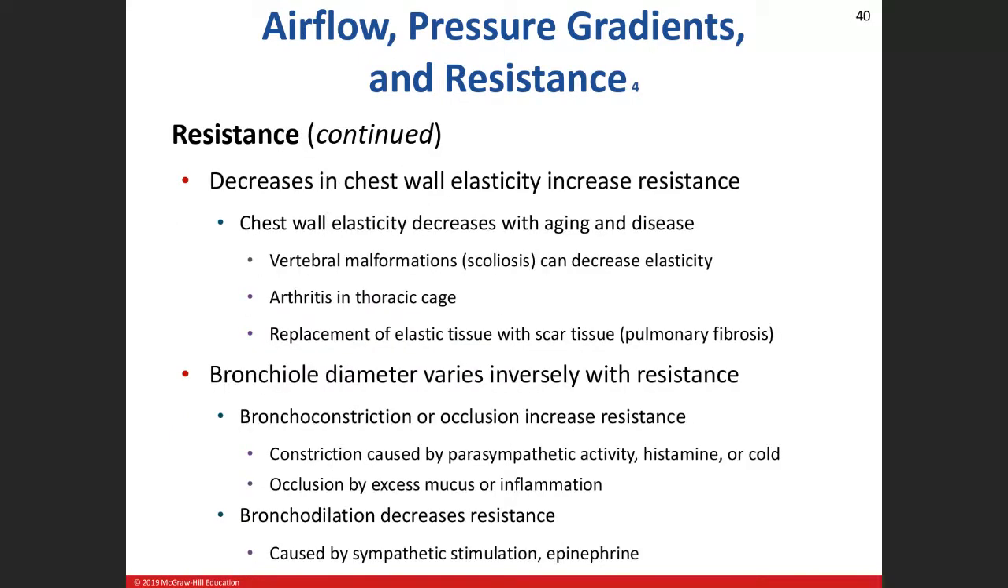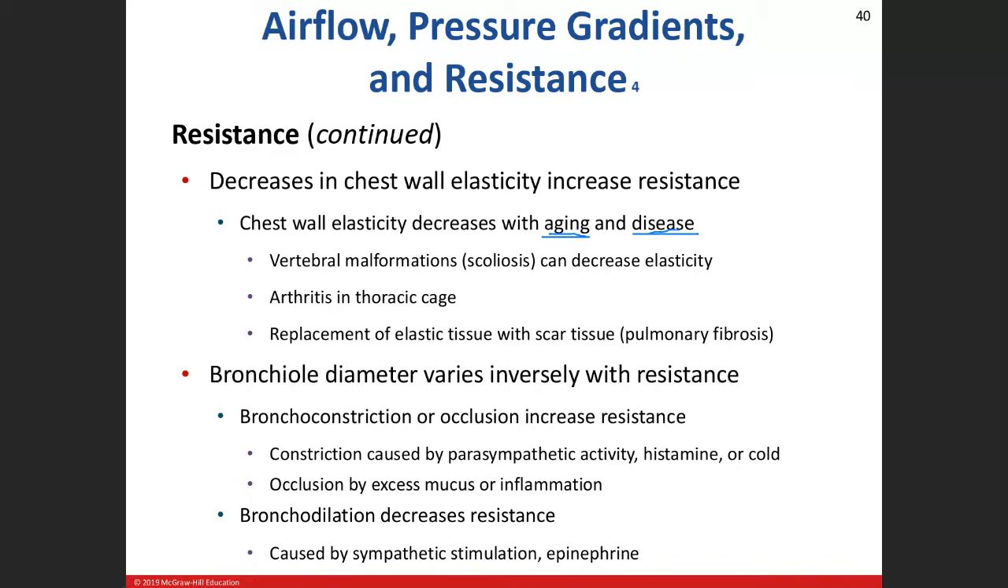Okay, so let's go through. The first component is going to be elasticity. We're going to decrease the elasticity of the chest wall. This is a normal aging process, but we'll also see it in certain disease states. A very common one is pulmonary fibrosis, scar tissue. We saw that in chapter 6. We learned the difference between fibrosis and regeneration, and essentially fibrosis is scar tissue.